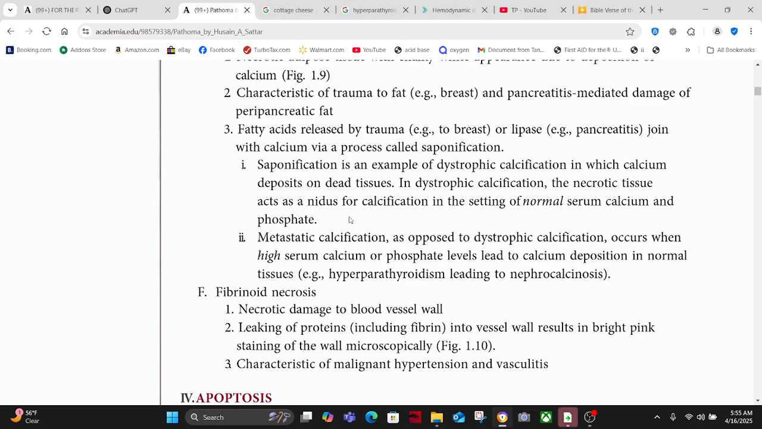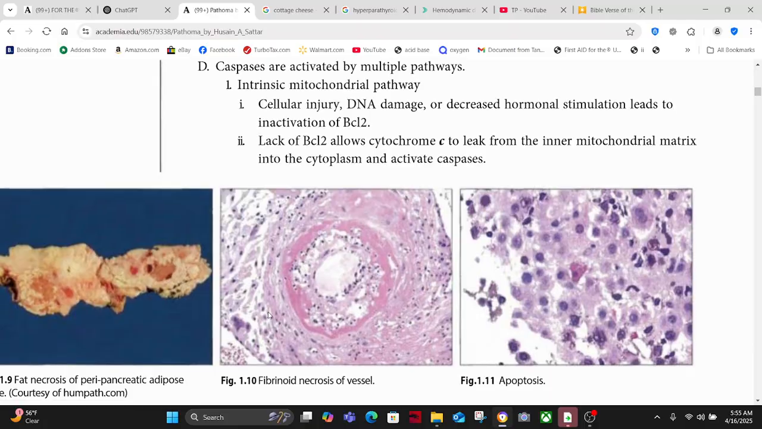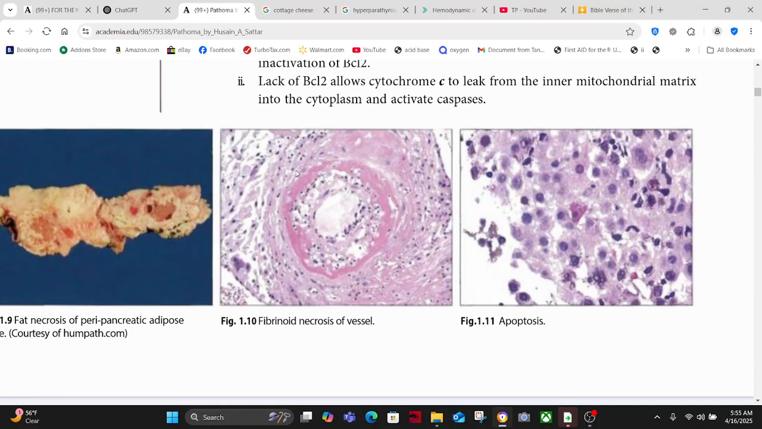Okay. Now we have fibrinoid necrosis. This is necrotic damage to the blood vessel wall, leaking of proteins including fibrin into the vessel, and results in bright pink staining of the wall. Okay. Like this, that's fibrinoid necrosis. Right here. See this? Okay.